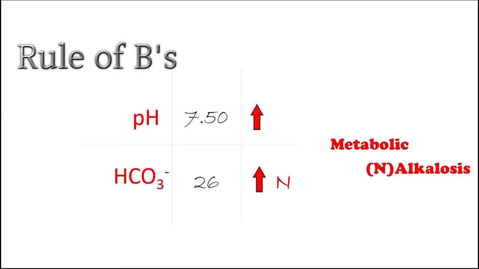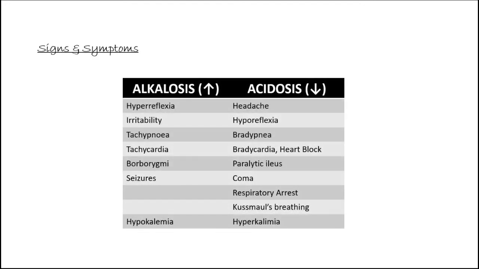metabolic alkalosis. Let us now look into the signs and symptoms of alkalosis and acidosis. Raised pH of alkalosis is associated with hyperreflexia, irritability, tachypnea, tachycardia, borborygmi, seizures, and hypokalemia.